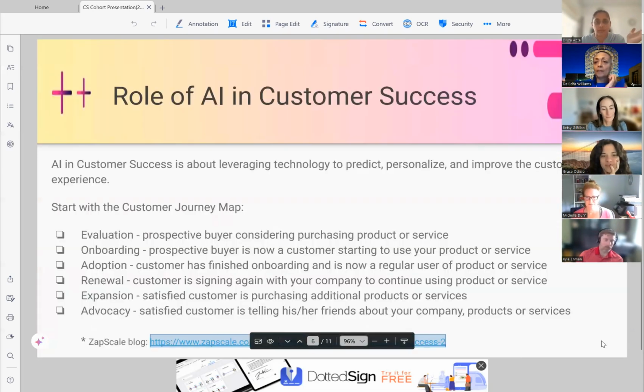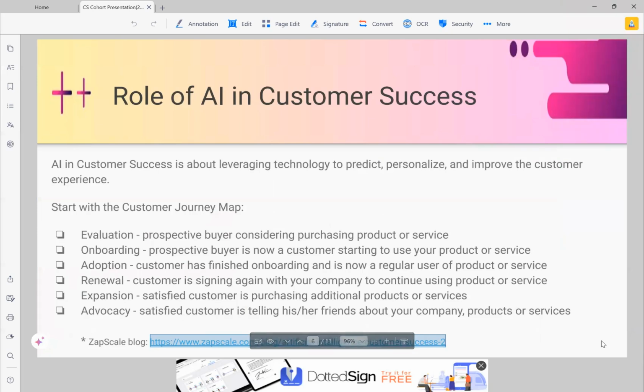Okay. So this is what we're here for today, right? Role of AI in customer success. We just talked about how pushing customer information, like sensitive information or anything regarding privacy, to the LLMs is probably not a great idea. But within customer success, regardless of the function that we're in, be it CS leaders, CSMs, renewal managers, what have you, the very first line that I have here is about leveraging technology to predict, personalize, and improve the customer experience. That's what we're going for, right?